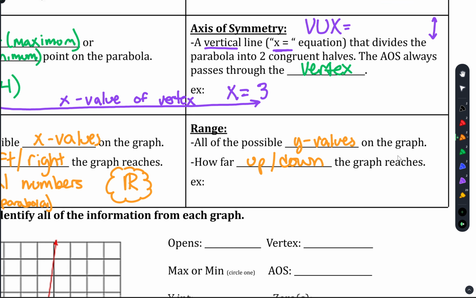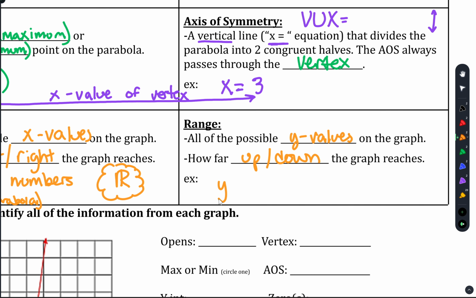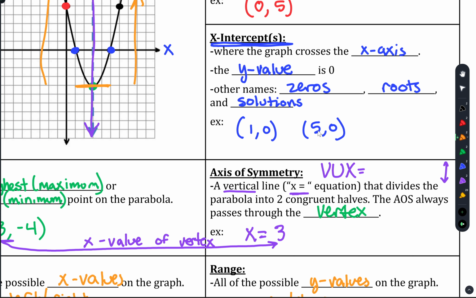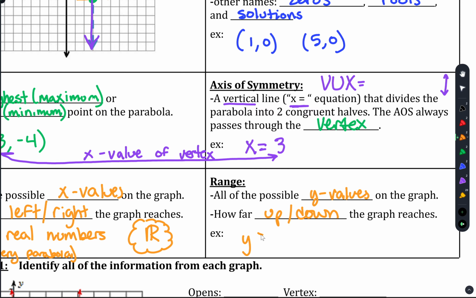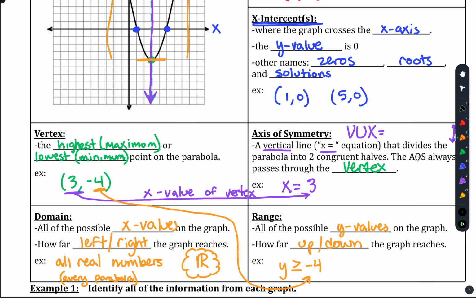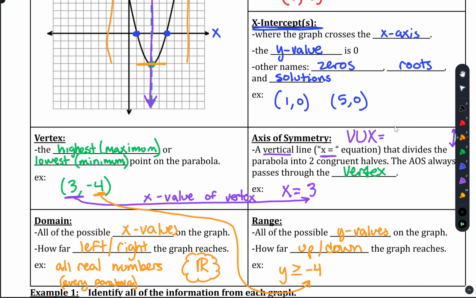So your inequality is always going to start with a y, because we're talking about the y values up and down. And then in this graph, because the graph touches all the numbers above this vertex, we want to say that y is all the numbers greater than or equal to. And then here's another trick. We can look at the y value of our vertex, and that tells us what goes right here. So what this says is that y is all the numbers greater than or equal to -4.